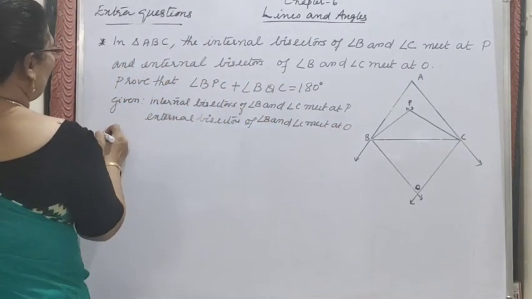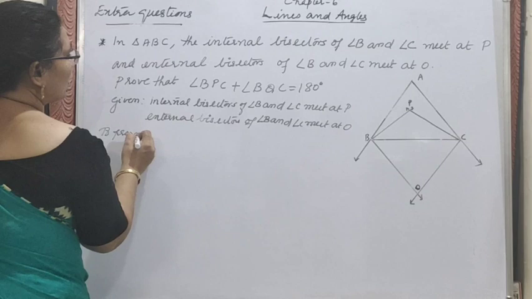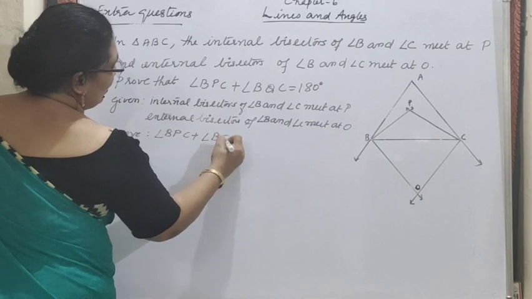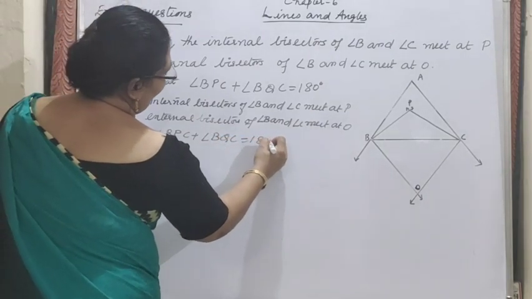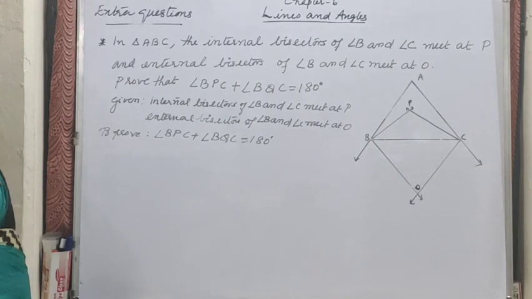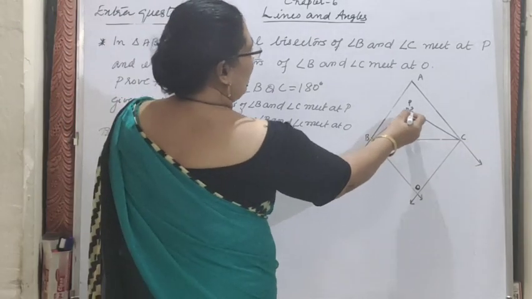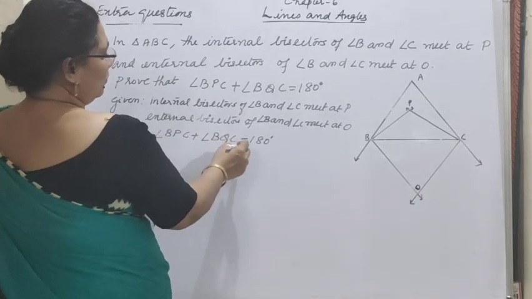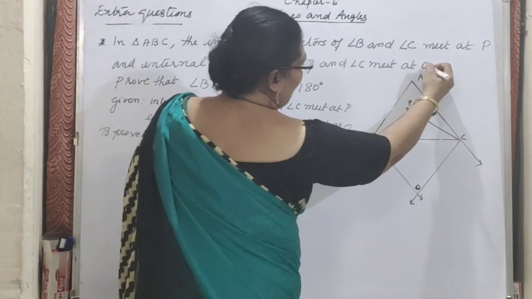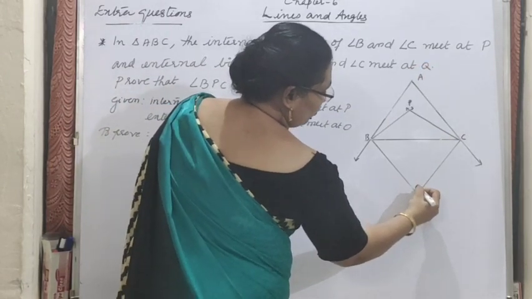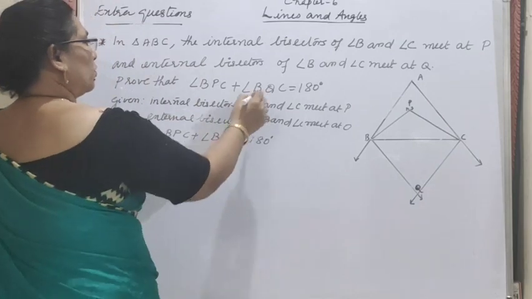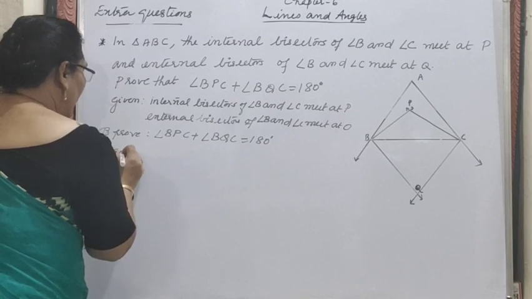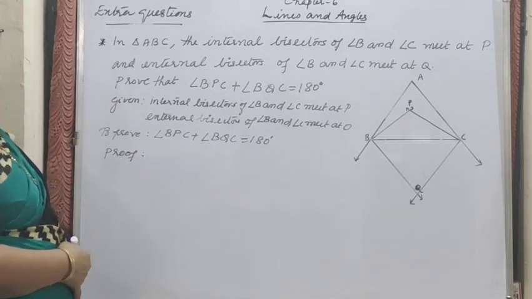What is to be proved here? To prove means angle BPC plus angle BQC equal to 180. Right? Angle BPC means angle P here, and angle BQC means here 180 degree meeting at Q only here. So this letter here I have to make Q. Okay, here also Q only I have written, meeting at a Q. So we have to use two results here, proof. If we remember this one means we have to use the two results here.